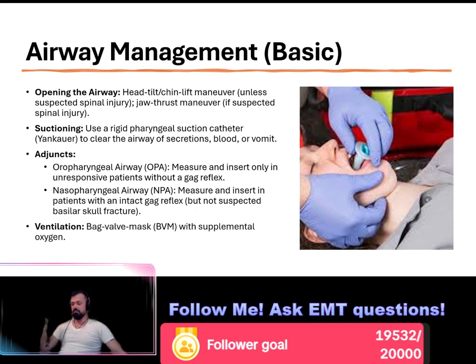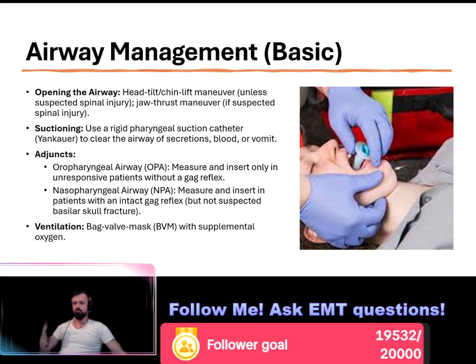For the adjuncts, you can use the OPA or the NPA. If they are in cardiac arrest, most likely they do not have a gag reflex, but they might still have a gag reflex, so be careful of that. So how do we check for gag reflex? If they have a painful response, they probably have a gag reflex.